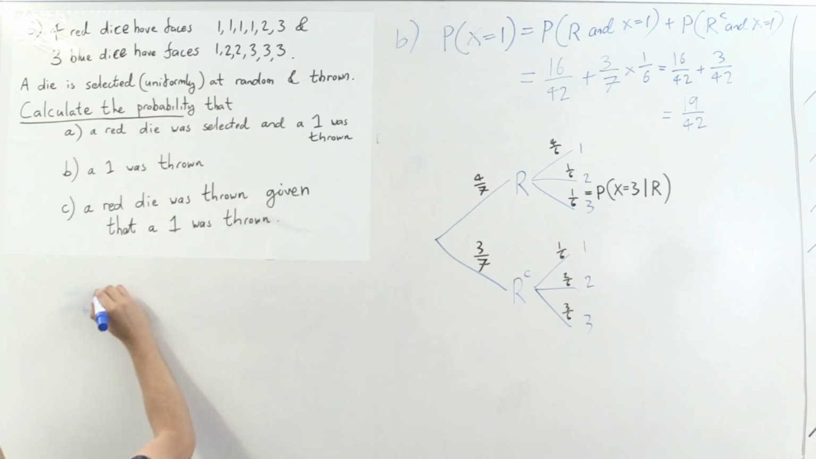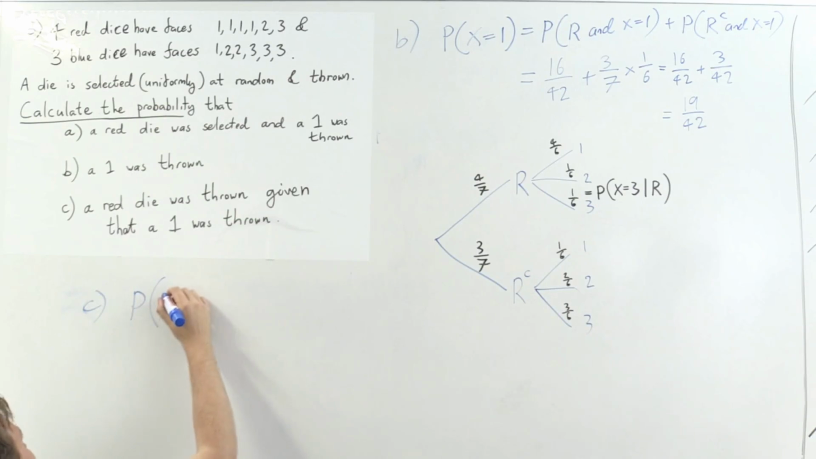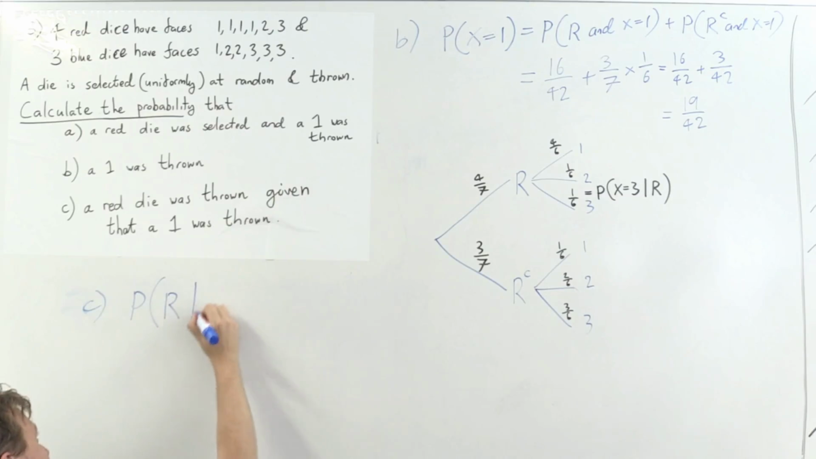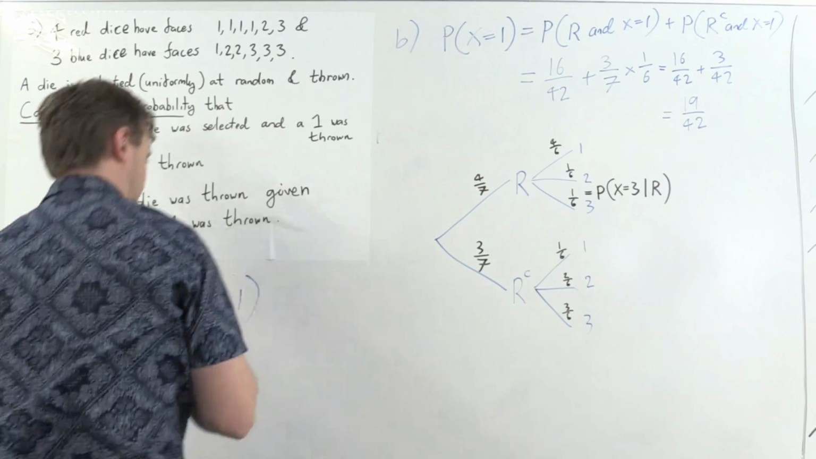So for part C, Bayes' rule tells us we're trying to work out the probability that the dice was red, given that all we know is that a 1 was rolled.